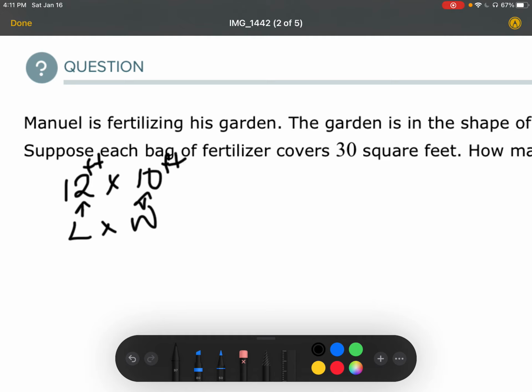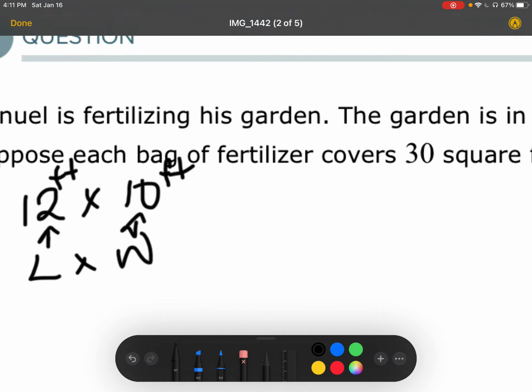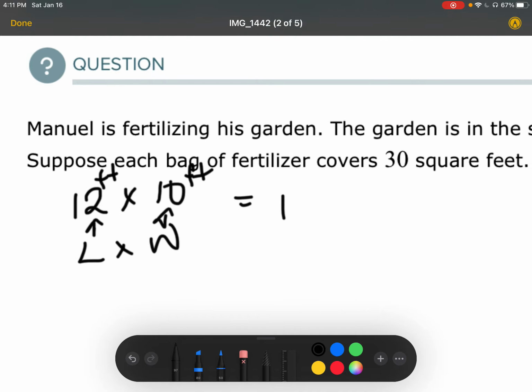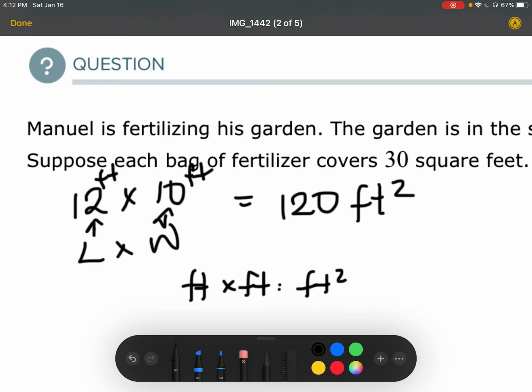All right, so what you're going to do is you are going to multiply 12 times 10, which is going to give you 120. Now, because you're multiplying feet times feet, that is going to give you feet squared. So this is going to be 120 feet squared.